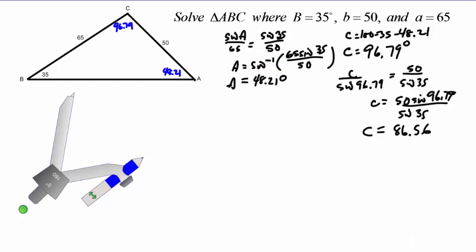Now, this is a situation where we said that we're going to have 0 or 2 solutions. Well, I've already found one solution, so how do we find the other solution? Well, the situation is this. No matter what happens, I have to keep my initial conditions. I have a side of 65, a side of 50 next to each other, and this angle connected to the 65 of 35 degrees.